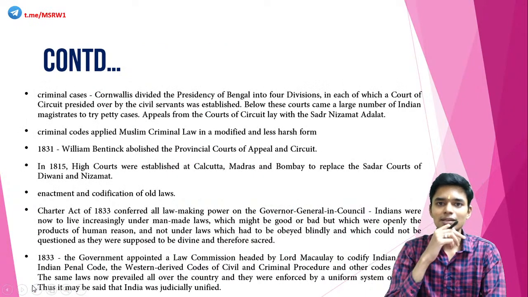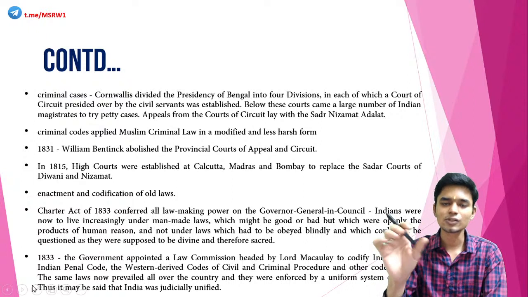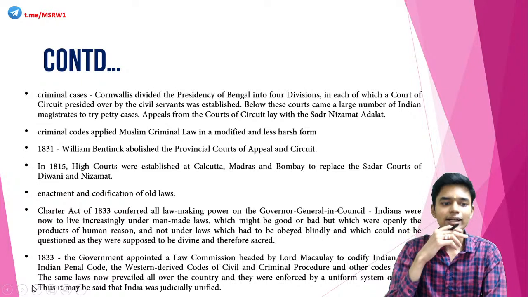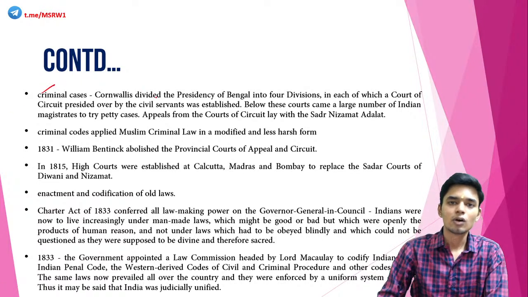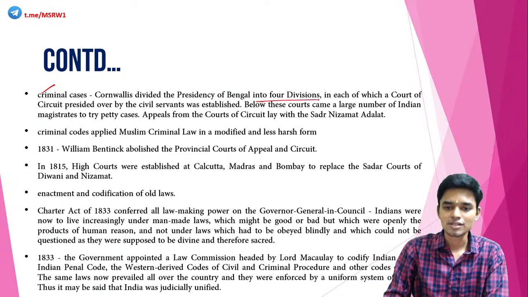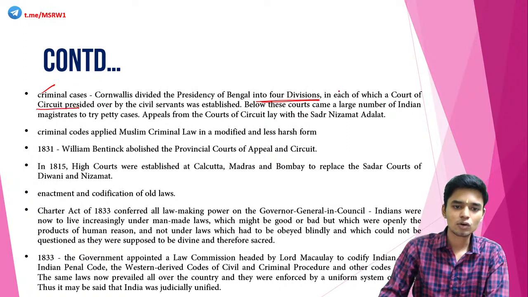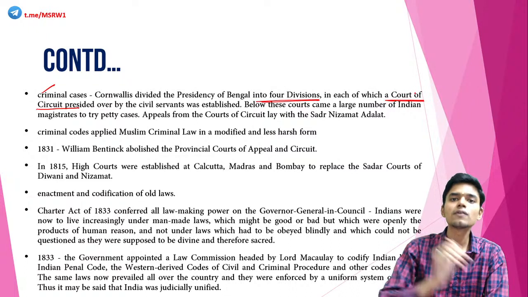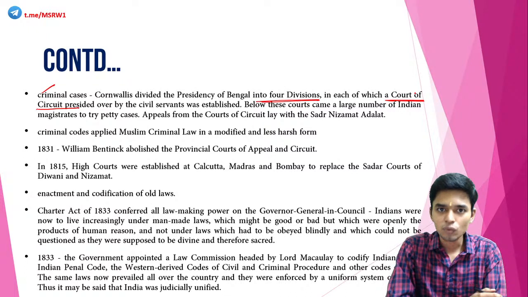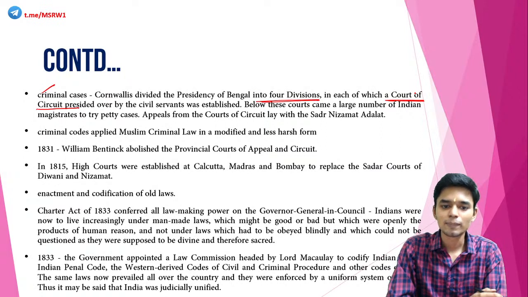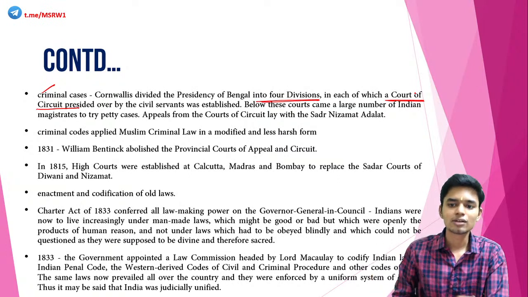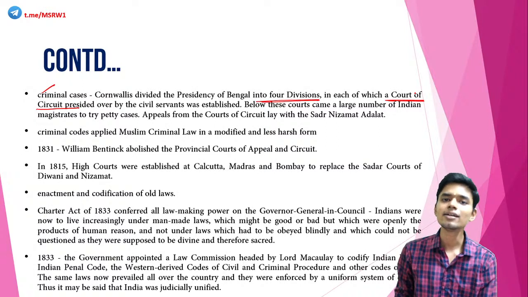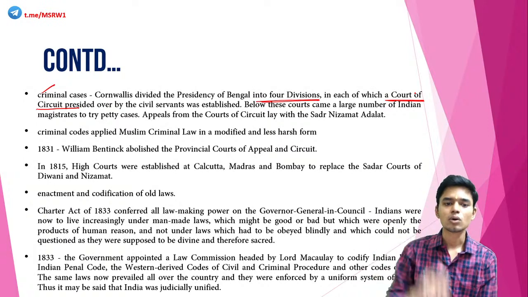Similarly, we have the criminal judicial setup as well. This slide is a bit congested, sorry for that. I will upload it in the Telegram channel, download it and read it. In the criminal cases, Cornwallis divided the presidency of Bengal into 4 divisions, in each of which a court of circuit presided over by civil servants was established. Each was presided over by a civil servant of the company. Below this court, there were plenty of subordinate courts headed by Indian magistrates to try petty cases. Small cases were tried by Indian magistrates, which came below the court of circuit.